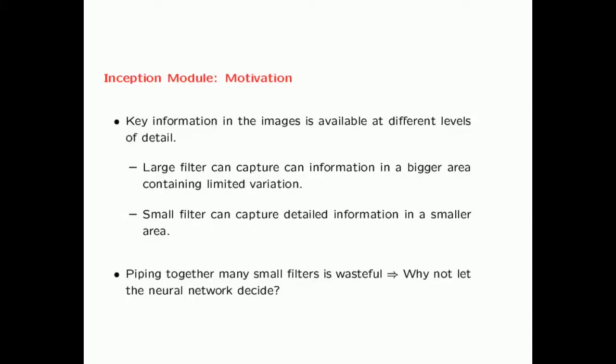A large filter can capture information in a bigger region containing limited variation, whereas a small filter can capture detailed information in a smaller area. And piping together many small filters is sometimes wasteful if in a particular region of the image you have a relatively simple feature. So you want the neural network to have the ability to decide how much to capture in what region of the image.